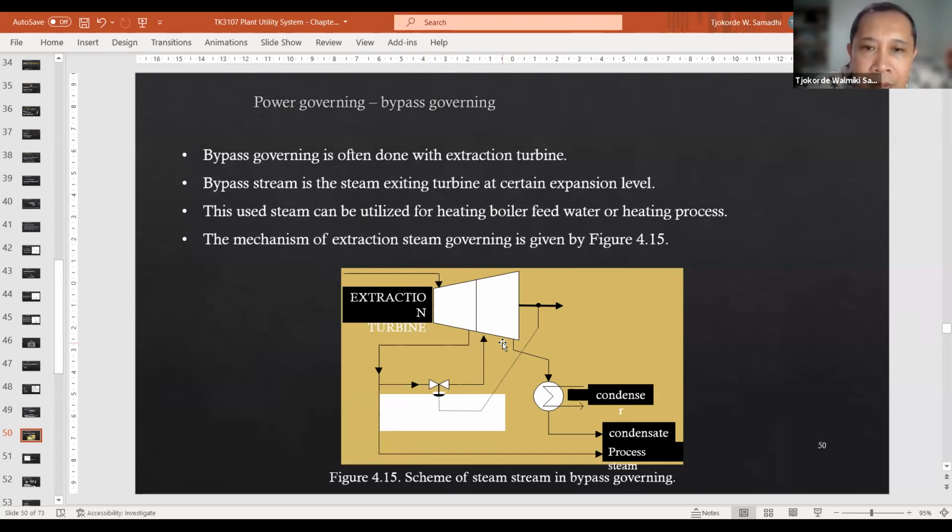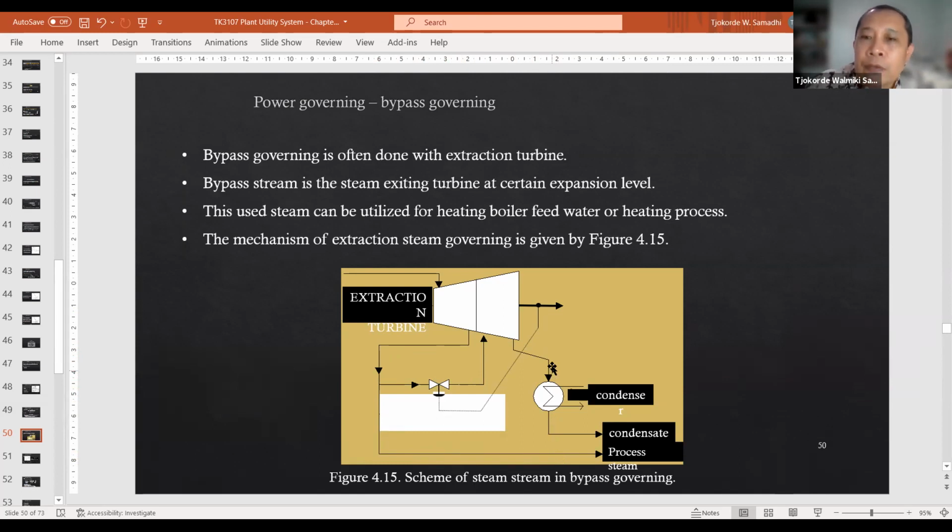Here is the bypass control valve. If this valve senses that we need to increase the load of the turbine, then this bypass valve will open. The effect of that opening is that more steam will return to the turbine as opposed to being extracted out of the turbine, right?